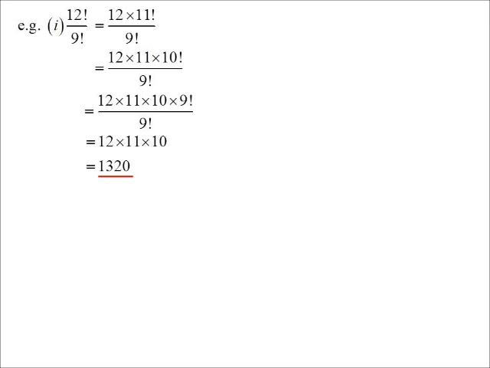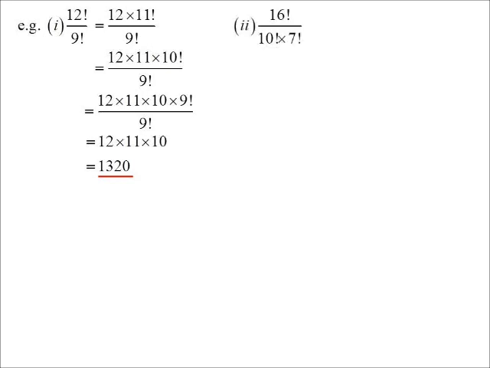Now, I'm not saying you would write those steps in every single time. The key is, though, that the lower factorial will always cancel into the bigger factorial, leaving you with the multiplication of the numbers above it. So this one is just 12 times 11 times 10, 1,320.